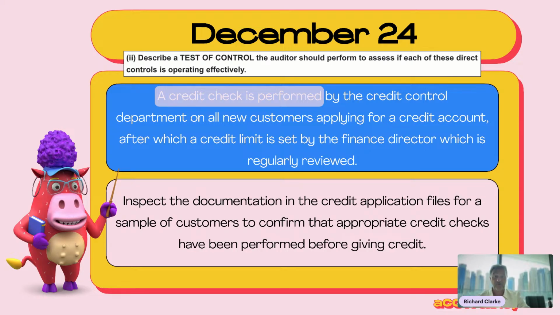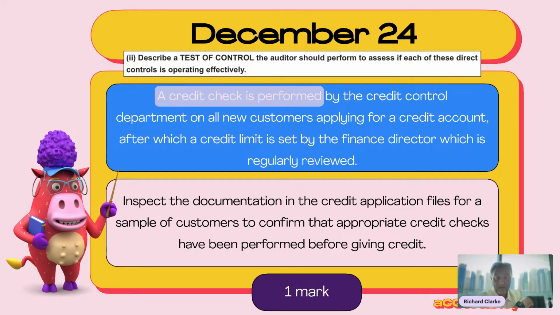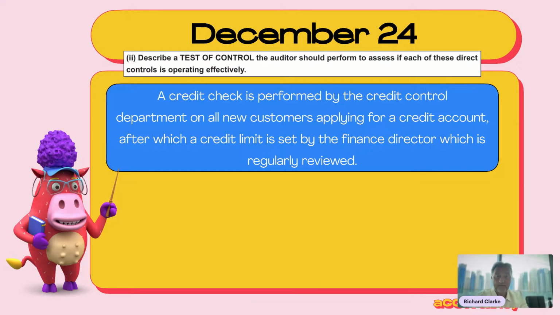You know, they said a credit check is performed, so we've got to think to ourselves, how do I know that this has been performed? I know. I'll go and have a look at the credit applications, inspect them, and is there anything there that tells me an appropriate credit check has taken place? Okay, let's keep going. Yeah, 1 mark.